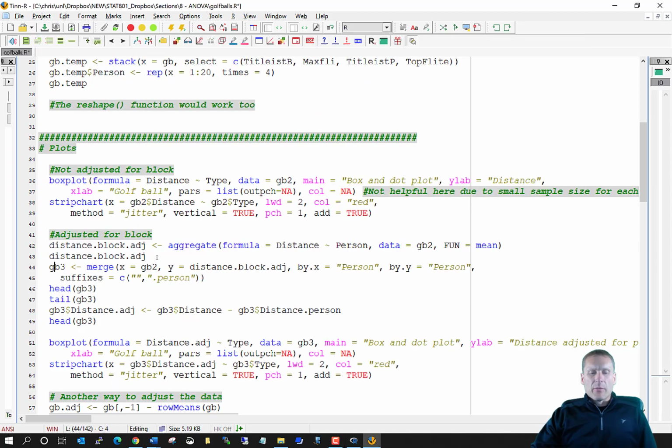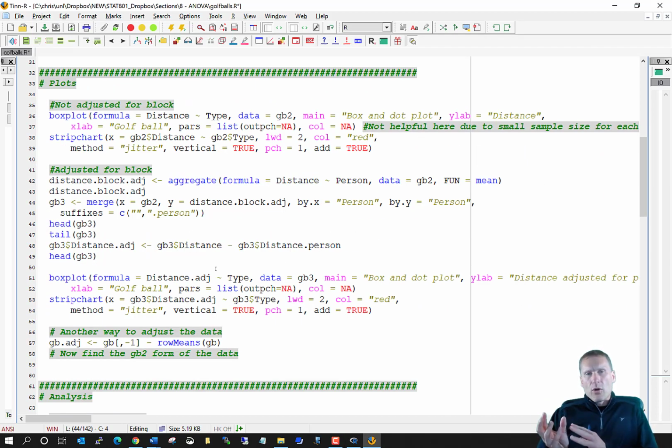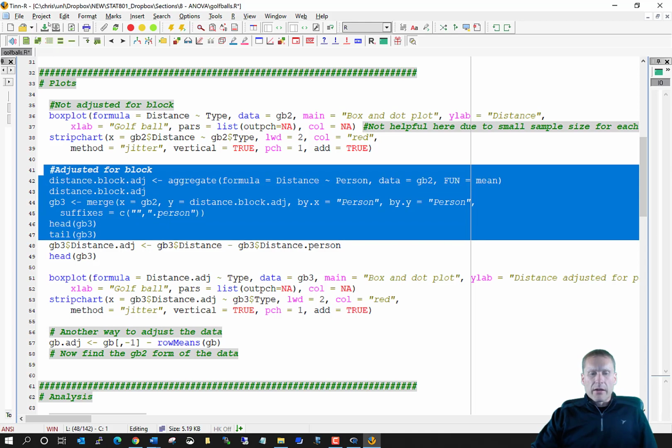Using then this information, what I'm going to do is try to merge all these. What I'm going to do is take my original data, and what I'd like to be able to do is put all the block means, all the golfer means, right next to the corresponding golfer values. So in other words, let me run this code, then I'll come back and explain it.